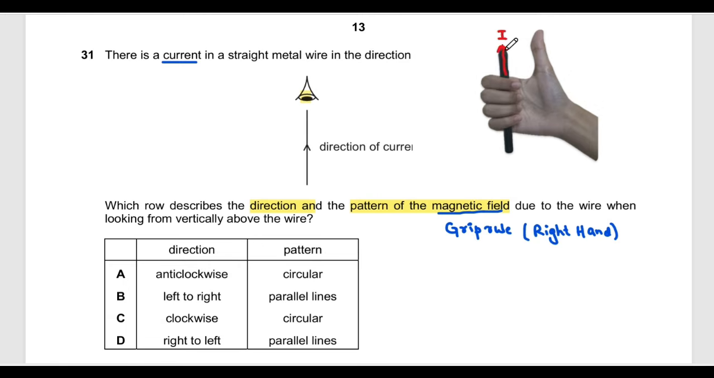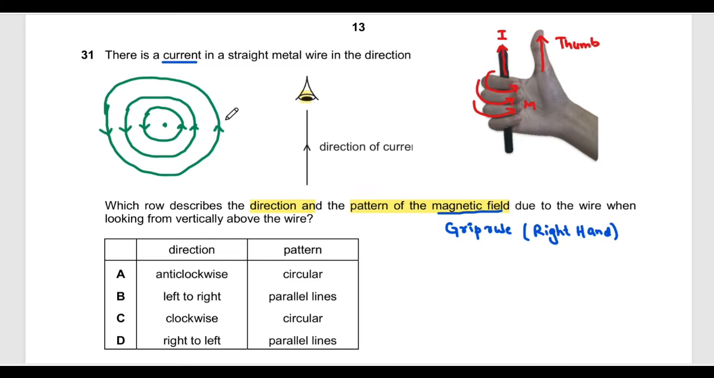So the direction of the current is upward, so our thumb will also be upward. This is the direction of our thumb. Now the curling fingers of our hand show us the direction of magnetic field. So fingers are curling in this direction. That means the magnetic field is also in this direction, which is an anti-clockwise direction. So the magnetic field is anti-clockwise and the pattern is circular. Option A.